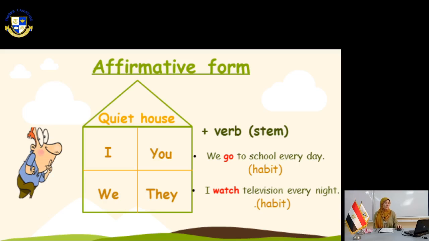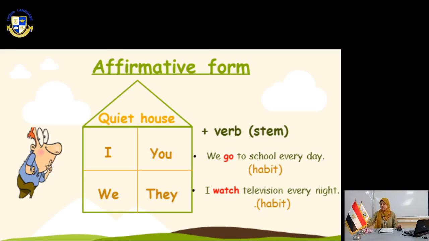Here, for example, we have two examples. We go to school every day. We have here the verb go, and we said before that the verb is an action, a movement. We go to school every day. It's a habit. It's a routine. So go stays as it is in the infinitive. I watch television every night. We didn't change the verb here. Every is a key word. And this is also a habit, a routine.